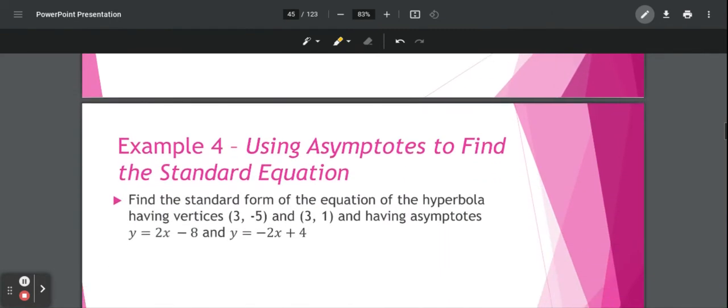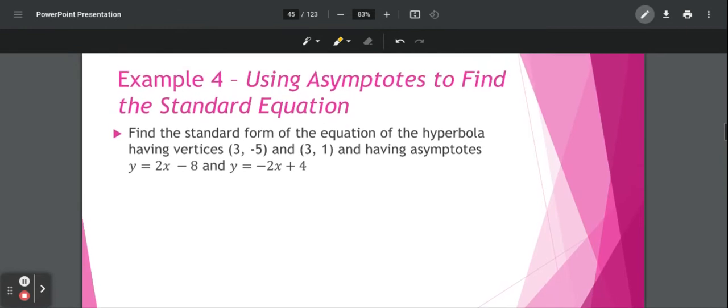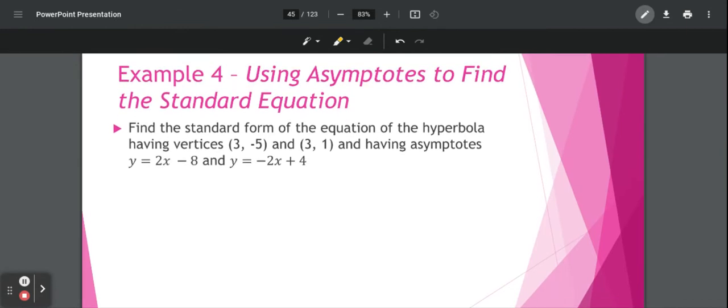So in our next example, we're going to use the asymptotes to help us find a standard equation. So we have standard form of the equation of the hyperbola. They gave us the vertices. So again, if we were to just do a little sketch to help us figure out, is it horizontal, is it vertical? We have the point 3, -5, and we have the point 3, 1.